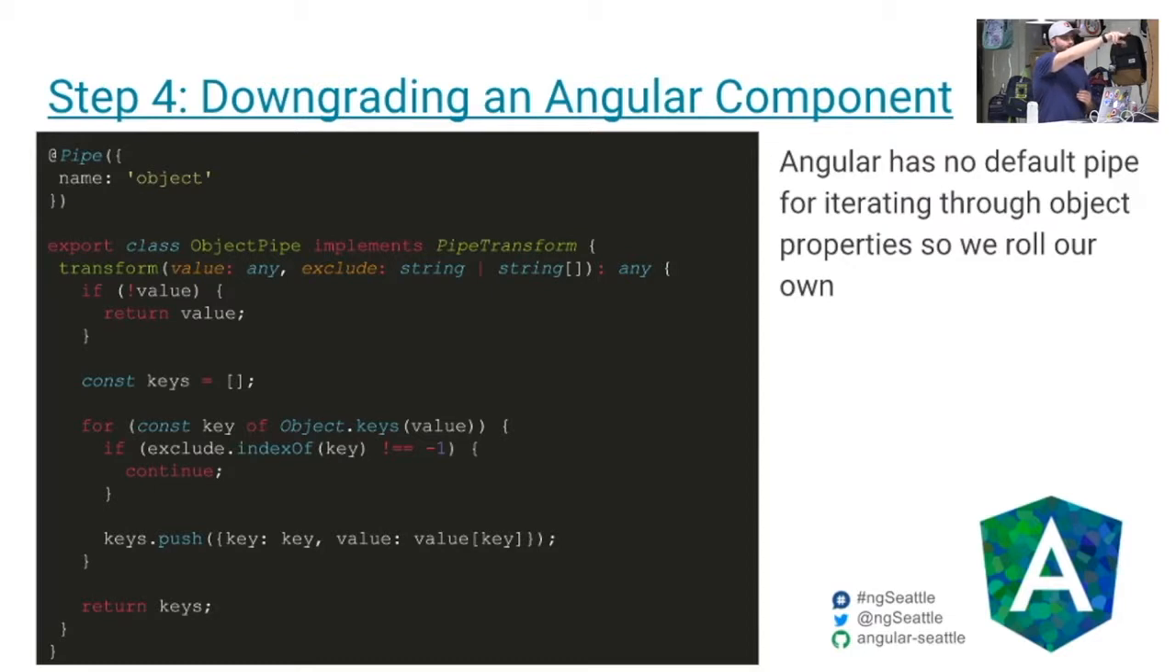I also added it in there. So the format there is the value of the object that you are iterating, and then I added another variable that you can pass into the pipe called exclude, if there are any keys I want to exclude from showing up in the iterator. Just something fun to do.